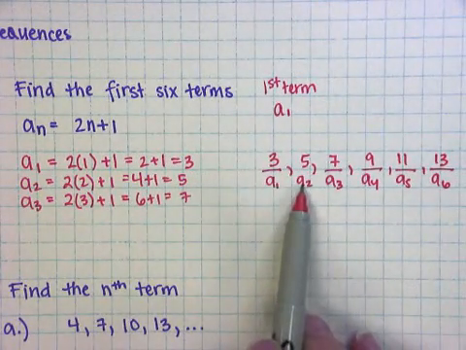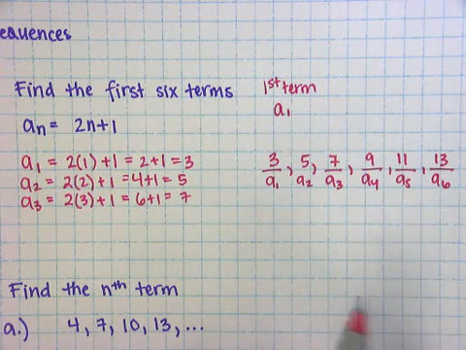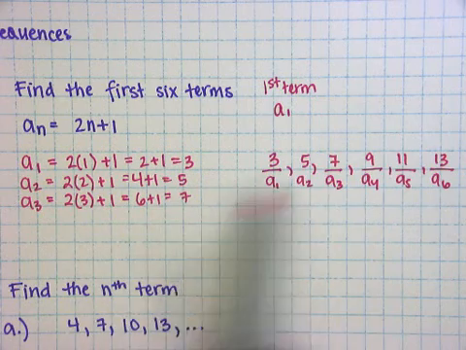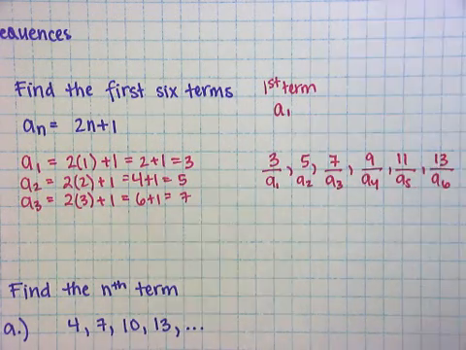So each one of these are terms, which means just like numbers in a list, basically. And you can either find it with the formula, or after you start seeing a pattern, you can find it by just filling in the pattern. In this case, it's going up by 2 each time.